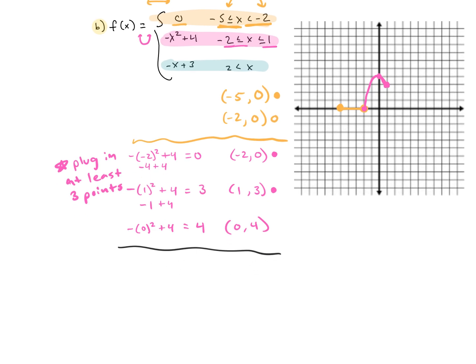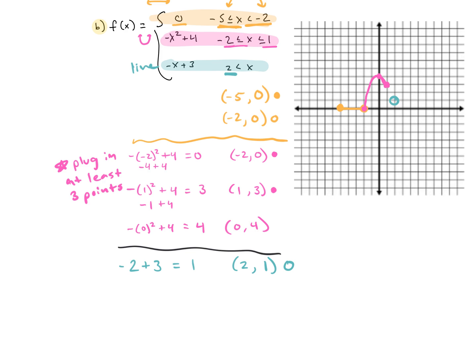So what should we plug in first with the third piece? 2. Awesome. We always want to plug in the number that it gives us. So we're going to plug in 2. So we have -2 plus 3 would be 1. So we plugged in 2 and got 1. Is this an open or closed circle? Open. So I'm going to go to the right 2 and up 1 and put an open circle there. What's the shape of this graph? It's going to be a line.